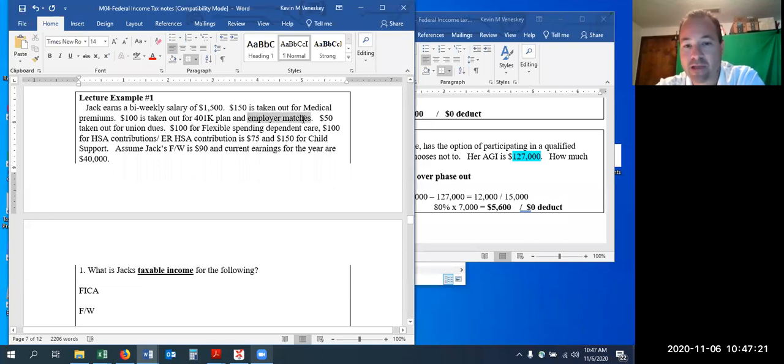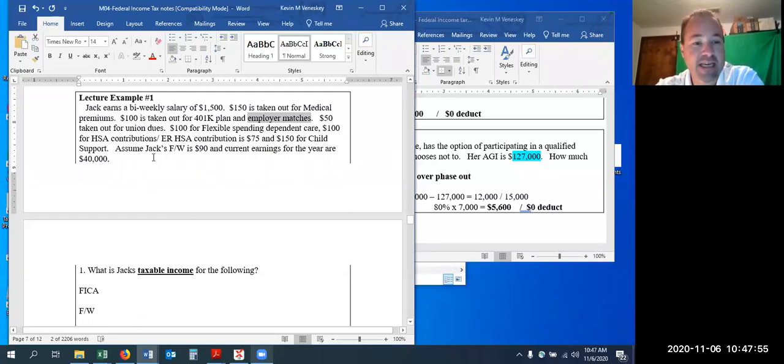100 taken out for the 401k and the employer matches. Well, the employer match is just extra information right now. We don't need to know that. But for the 401k, we can take it out. We would say no, it doesn't get taken out here, but it does get taken out for federal withholdings. 50 taken out for union dues. The answer is no for both. That's still taxable money. $100 for flexible spending daycare, dependent care. Yes and yes. 100 taken out for both.